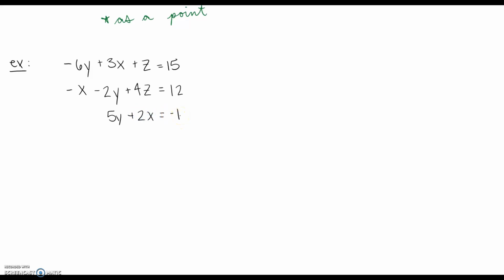Now, the first thing I would do in this situation is rewrite this, because the order matters. Remember, we needed to go like x, y, z, or y, x, z, but they all need to be the same. So I'm going to do x, y, z because I like alphabetical order. So that'll be 3x minus 6y plus z. Then we have negative x minus 2y plus 4z. And the last one is interesting because there is no z, so we can put a 0 there. We still need a placeholder.